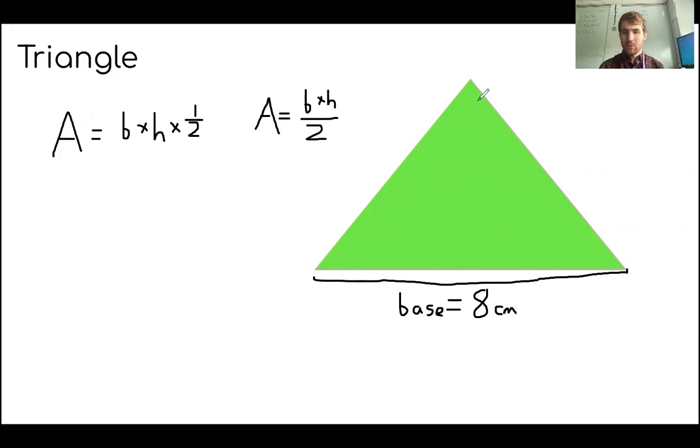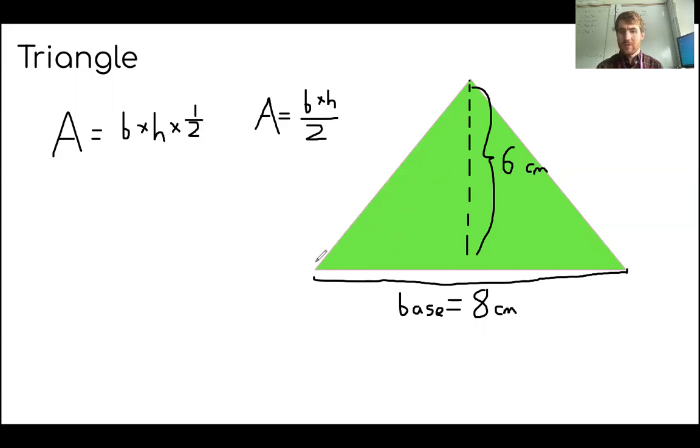Now the height is whatever distance it is from the top of the triangle straight down to the base. If you're measuring this, it's important to measure straight down, not diagonally. You don't want to do something like this because that's not straight down to the base. You want to measure straight down so it intersects with the base in a cross, perpendicular, we would call it. And then we would measure the height. Let's say we got 6 centimeters.